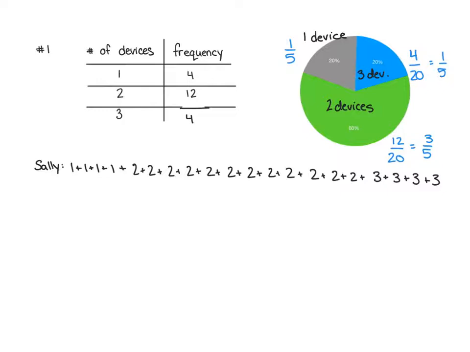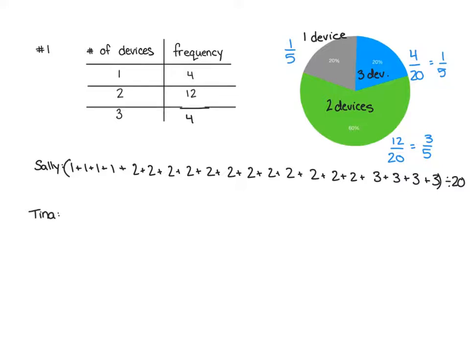Sally is the first person who is going to set up her calculation for finding the mean, and she uses the frequency table. She makes sure that when she's putting her 1 devices in, she has 4 of them. When she's putting in the number that have 2 devices, there are 12 of them. And there are 4 entries in her data for 3. In total, that is 20. So she would add all of those up first and then divide by 20 to calculate her average.